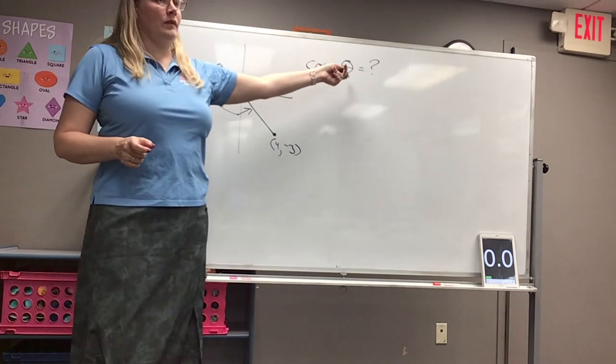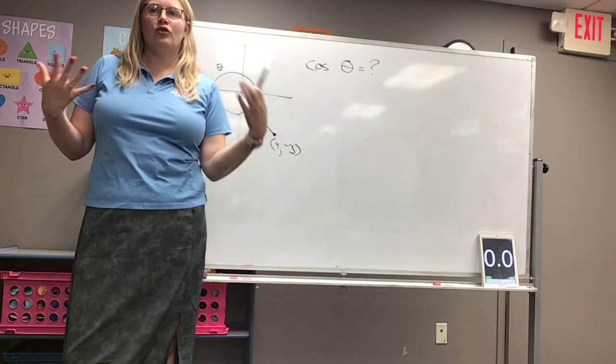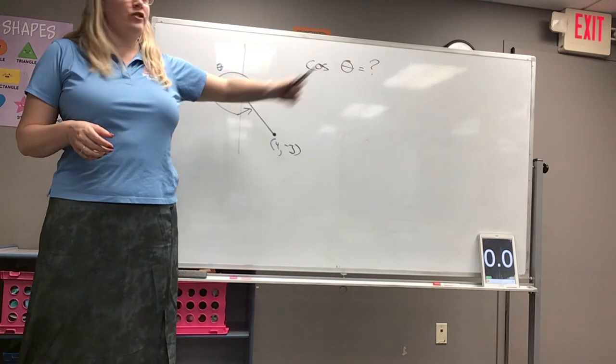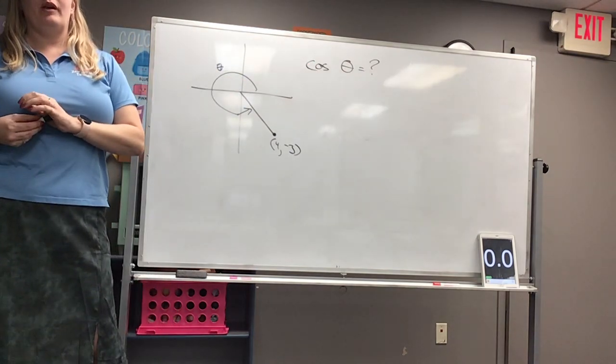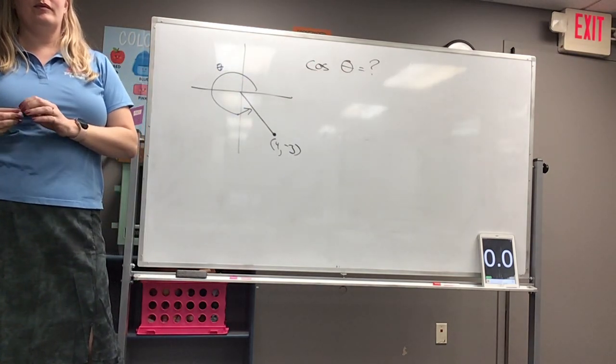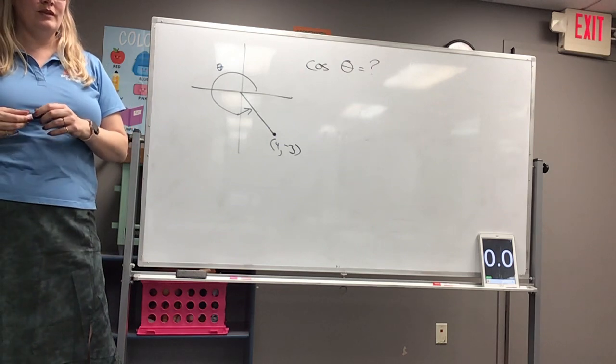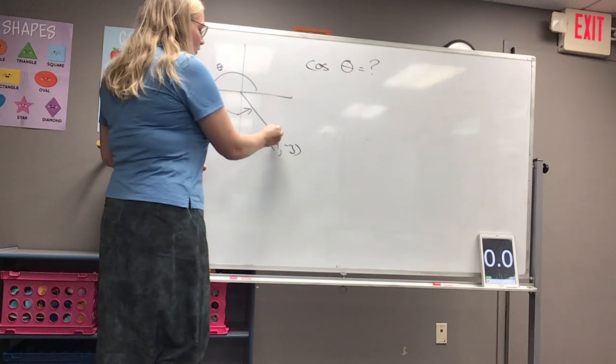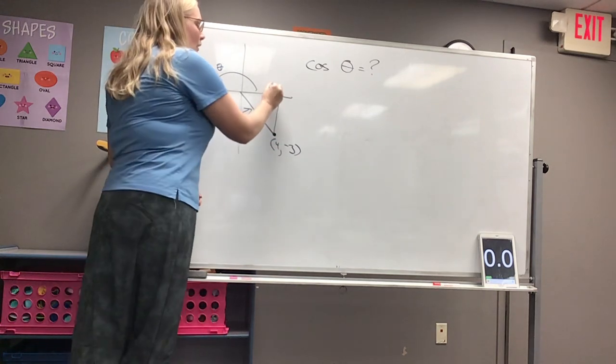Cosine is going to be trig, or trigonometry. What shape are we dealing with in trigonometry? Right angle triangles. Yeah, trig means triangles, specifically right angle triangles. And so we are dealing with a triangle.